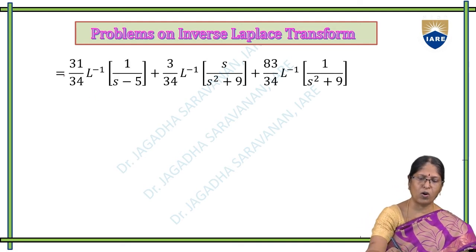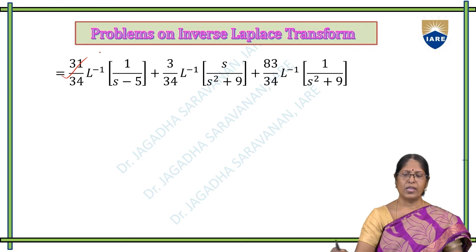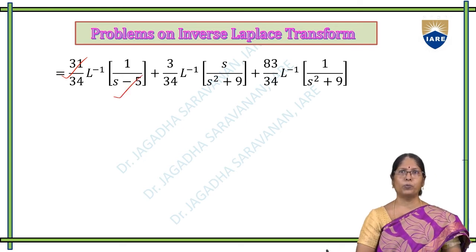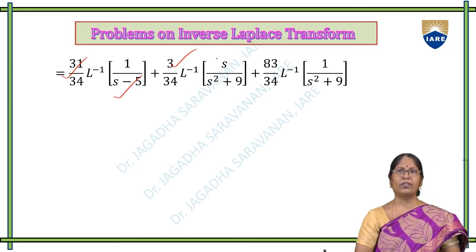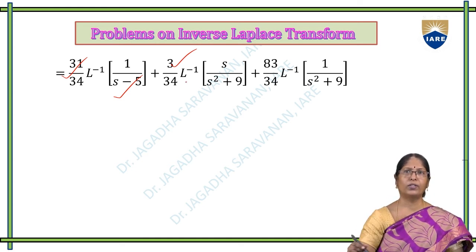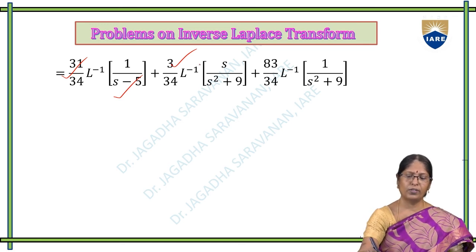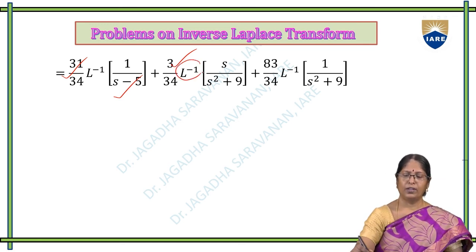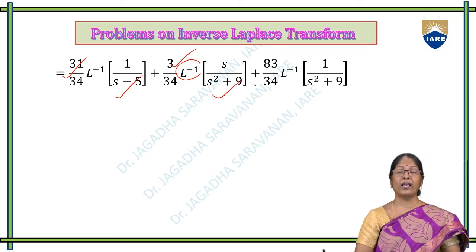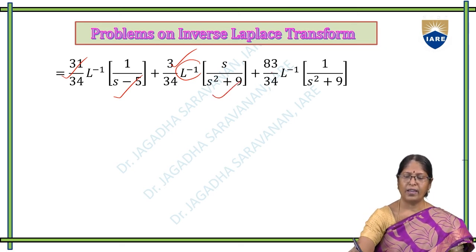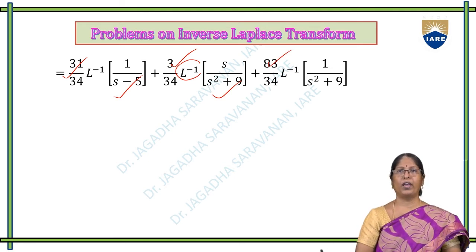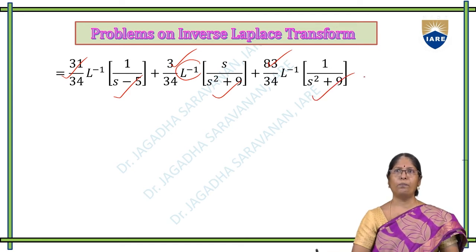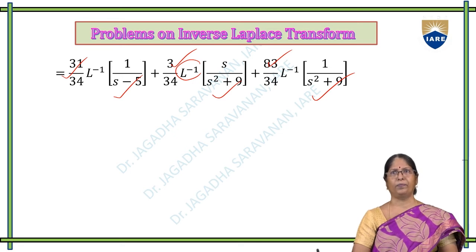So we have taken the constants and kept them before. L inverse of 1 by s minus 5, plus here also the constant 31 by 34 we kept before the inverse. This is the inverse Laplace operator. So L inverse of s by s square plus 9, plus 83 by 34, that is also kept before the inverse Laplace operator. Now L inverse of 1 by s square plus 9.